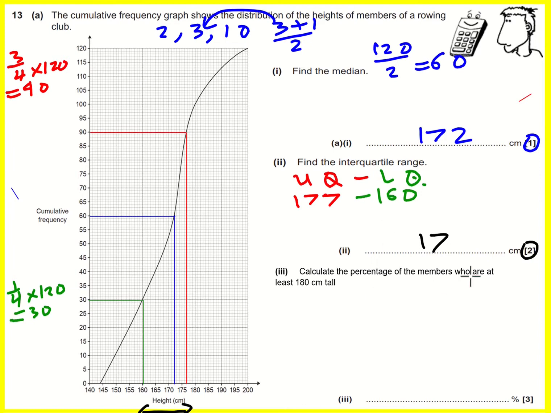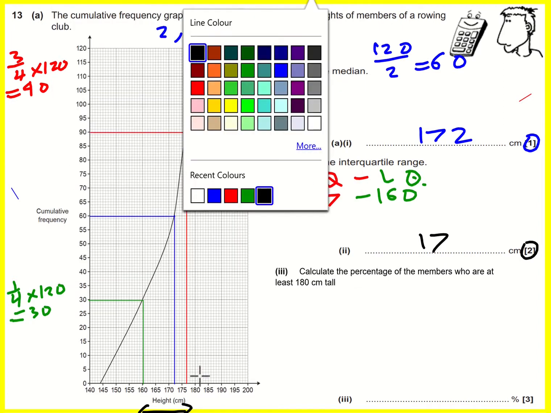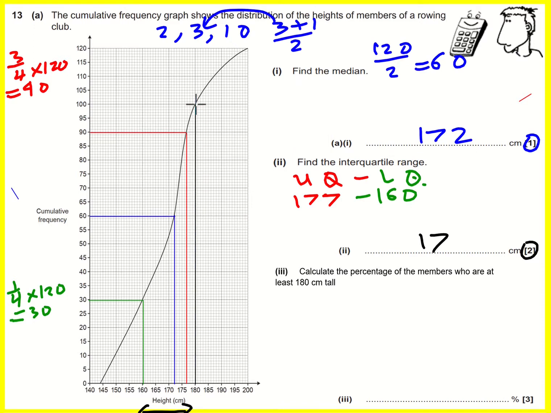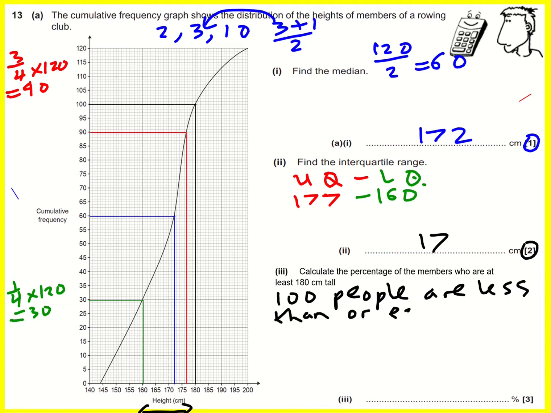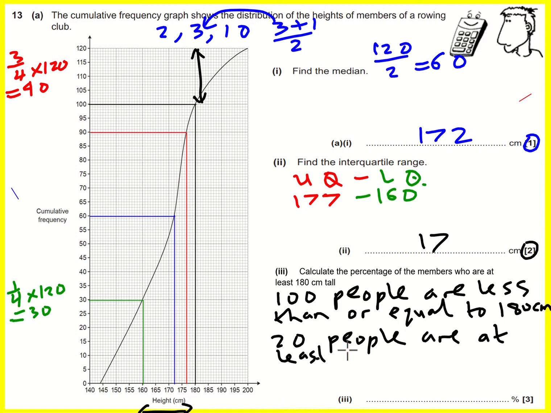Okay, finally, calculate the percentage of the members who are at least 180 centimeters tall. This time, I'm going to read up from 180. And I see that I've got 100 people, but that actually tells me that I've got 100 people that are less than or equal to 180 centimeters. And actually what I'm interested in is this distance here, which is just 120 minus 100, or I can just read it off. 20 people are at least 180 centimeters. Now it doesn't ask me for the number, it asks me for the percentage.